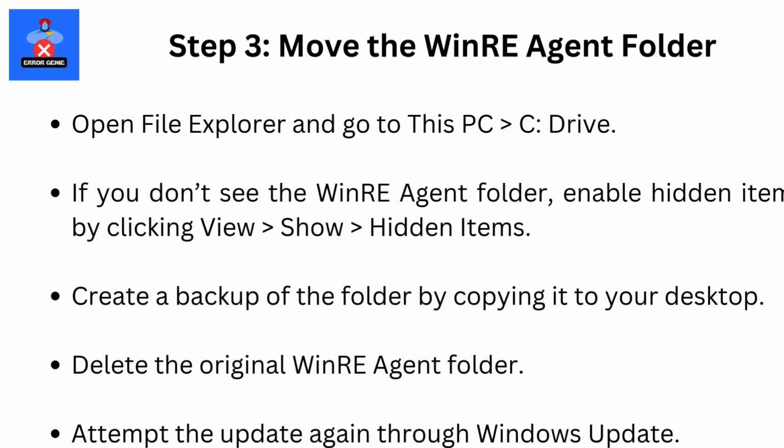Step 3. Move the WinREAgent folder. Open File Explorer and go to This PC, C drive. If you don't see the WinREAgent folder, enable Hidden Items by clicking View, Show, Hidden Items. Create a backup of the folder by copying it to your desktop. Delete the original WinREAgent folder. Attempt the update again through Windows Update.